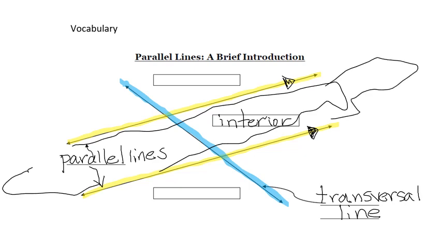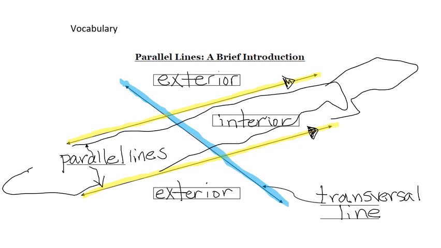On the outside of the parallel lines, we call that exterior. Go ahead and fill that in your note packet. Exterior means outside. All of our vocabulary today will be surrounding these vocabulary words. There are a few more.